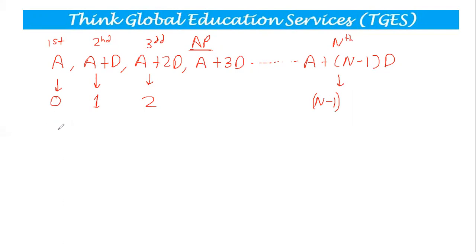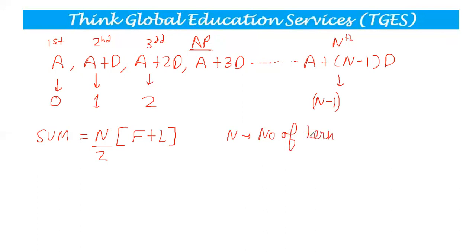Now, there are a couple of formulas that you should be aware of in your SAT. The first formula is the sum of arithmetic progression. The sum of the arithmetic progression is given to me by n by 2 times the first term plus the last term. Now here, guys, n represents the number of terms in an arithmetic progression. First term and last term are pretty obvious.